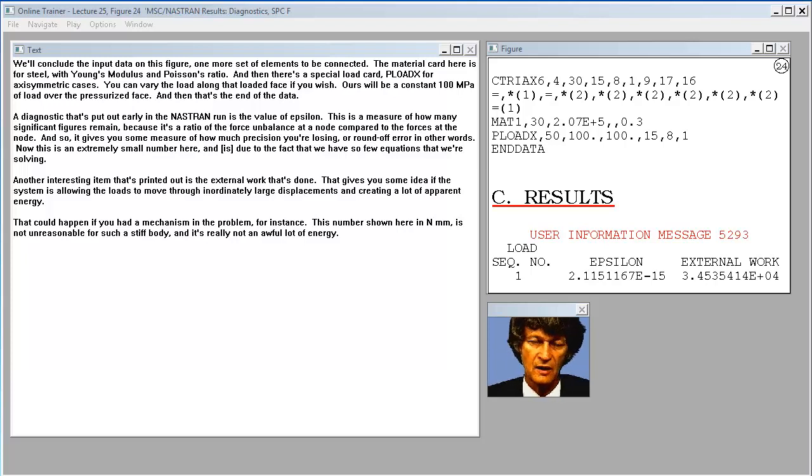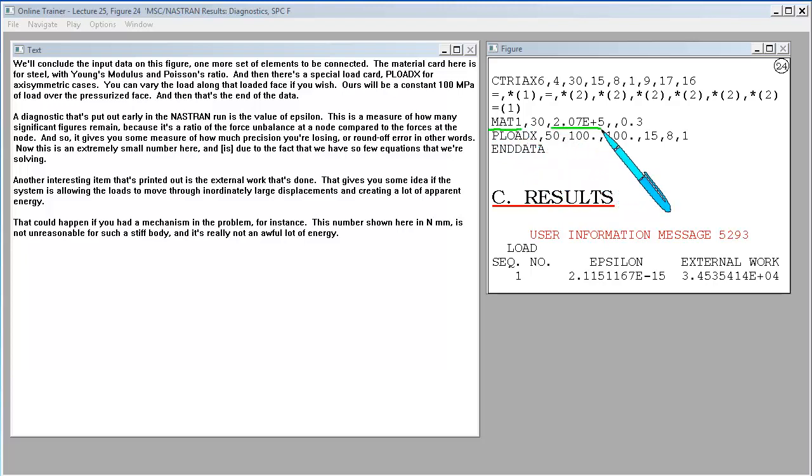We'll conclude the input data on this figure. One more set of elements to be connected. The material card here is for steel with Young's modulus and Poisson's ratio. And then there's a special load card, P-load X, for axisymmetric cases. You can vary the load along that loaded face if you wish. Ours will be a constant 100 megapascals of load over the pressurized face. And then that's the end of the data.